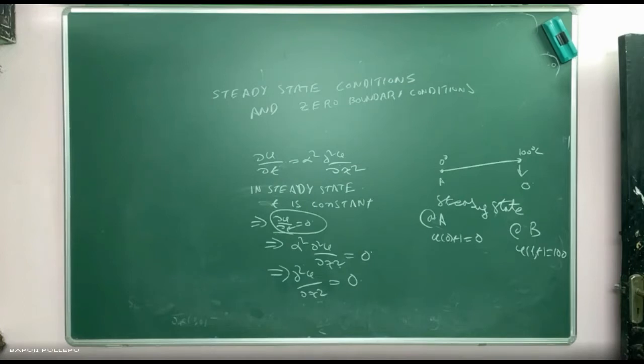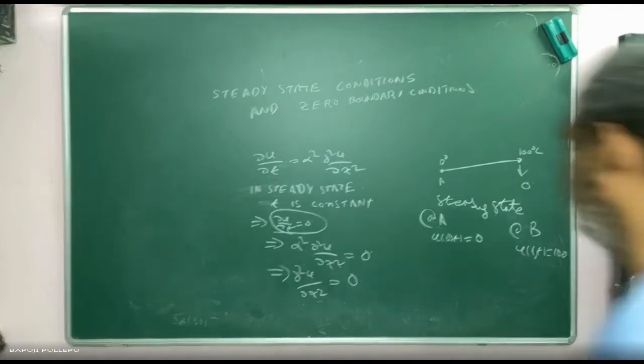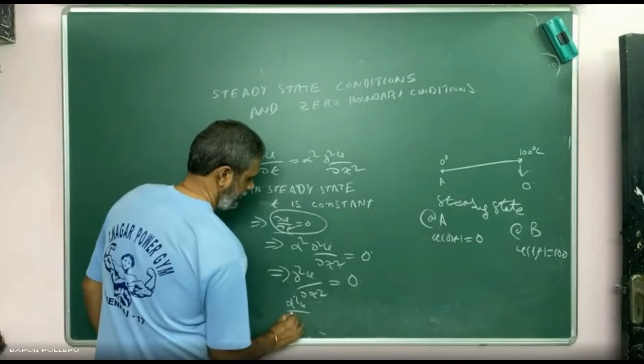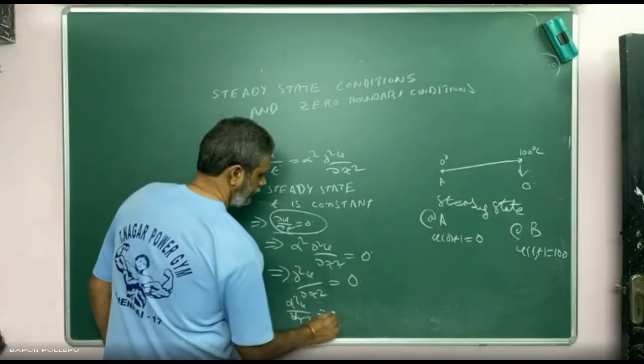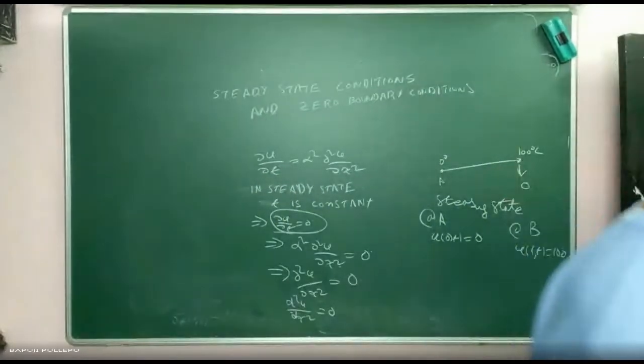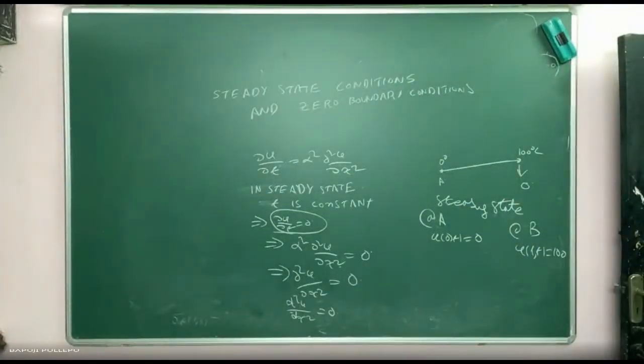Now dou square u by dou x square is equal to 0 means what? u is a function of x alone, a single variable. Can I use ordinary differentiation? If u is a function of two variables, I will go for partial differentiation. So this I can write as d square u by dx square is equal to 0. Copy down up to here fast.